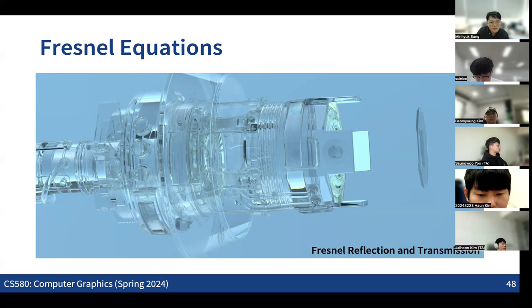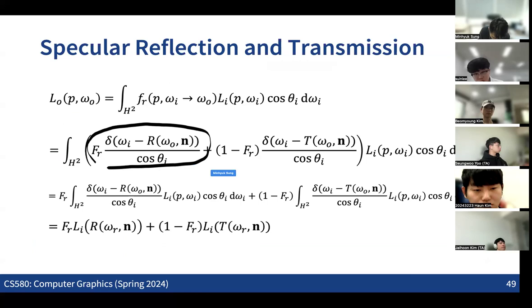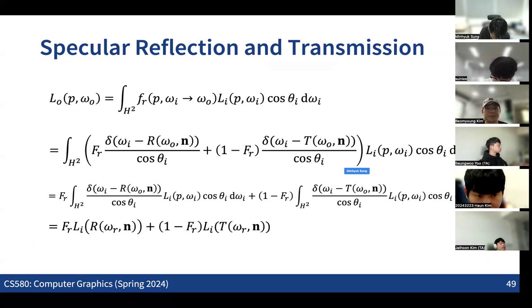Then here the question is how we can also compute both the reflection and the transmission using our LTAD formulation, right? So when you have this reflection equation, now we have two factors: one is the ideal specular reflection, and also the ideal specular transmission, which is divided by the proportion that we are computing with the Fresnel equation.